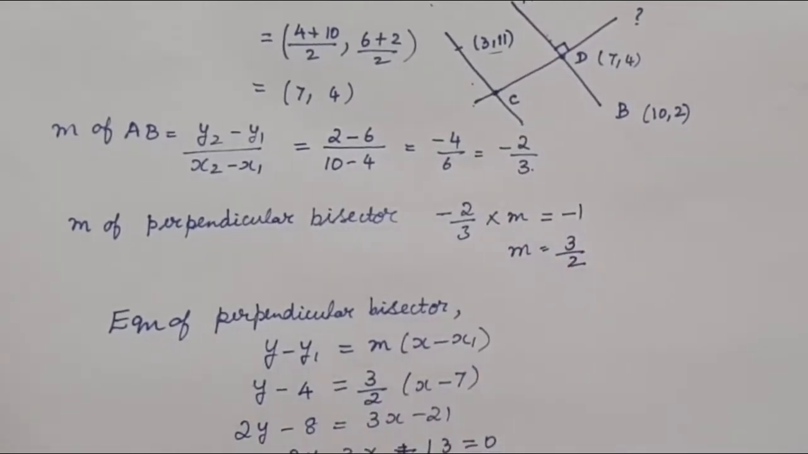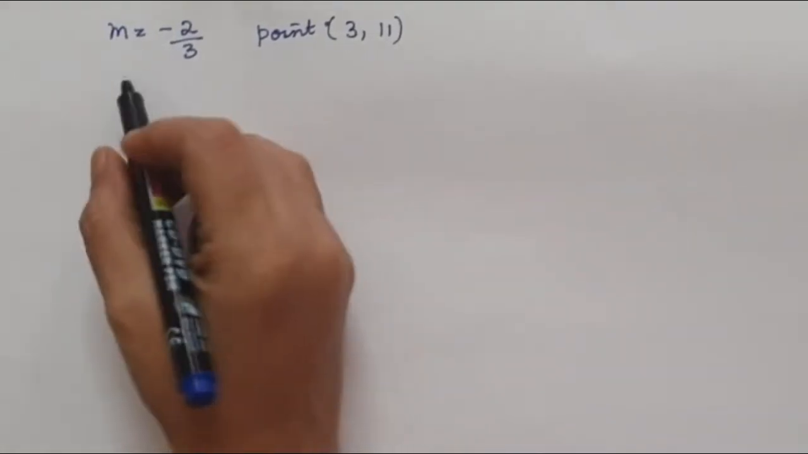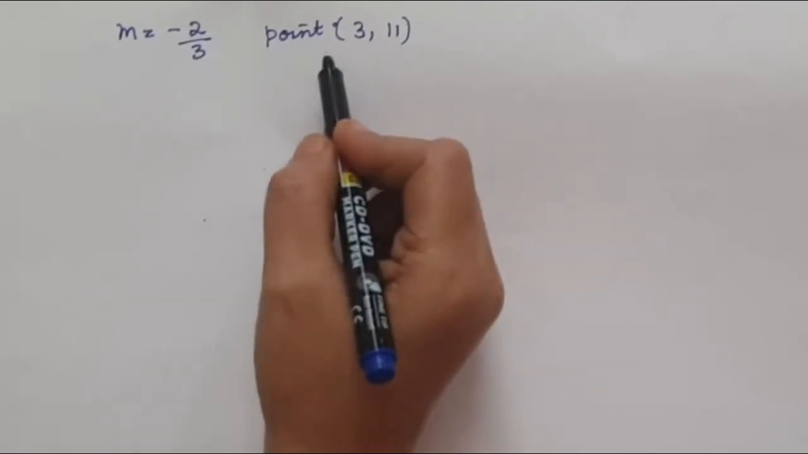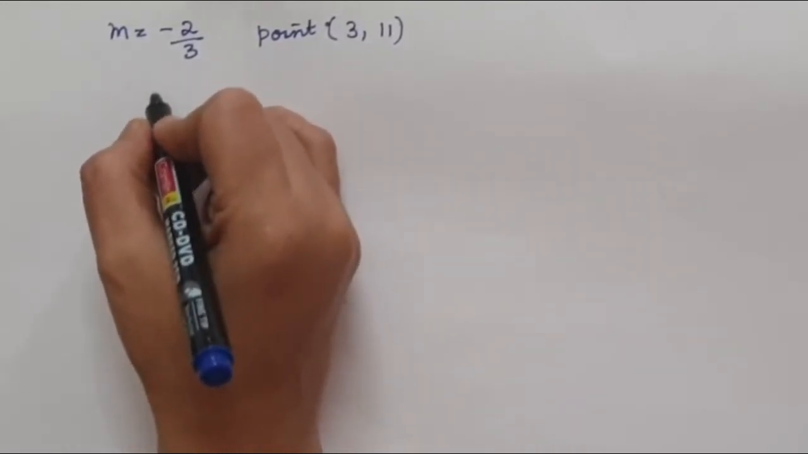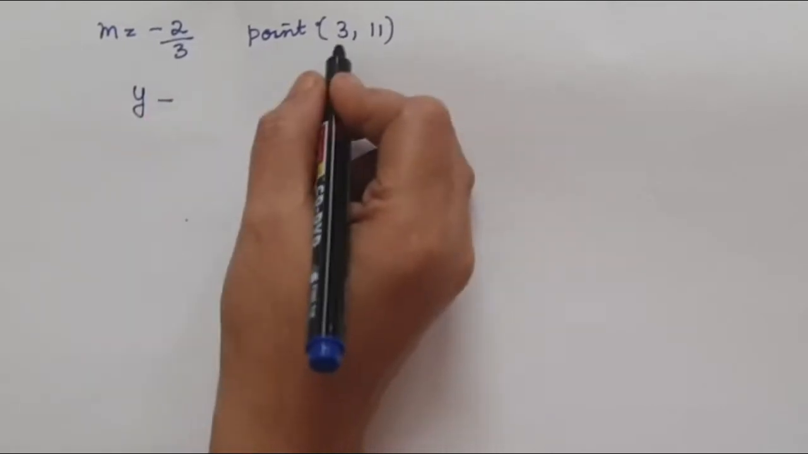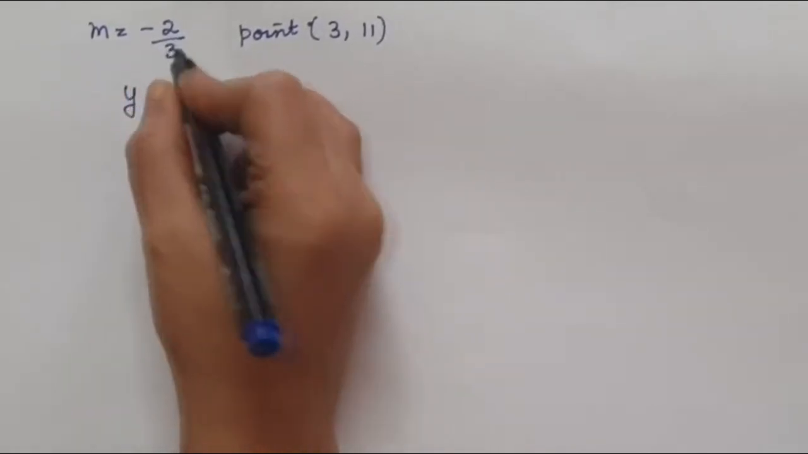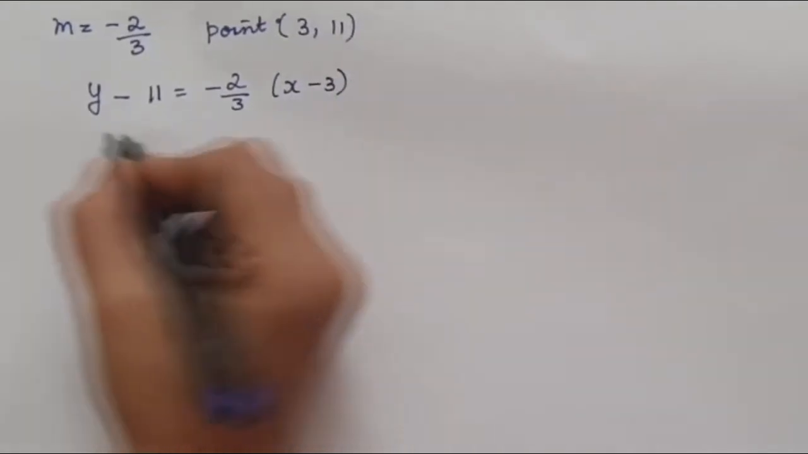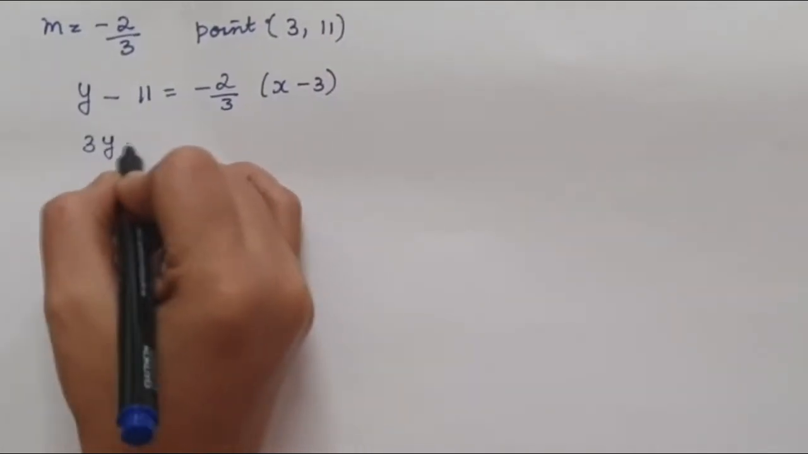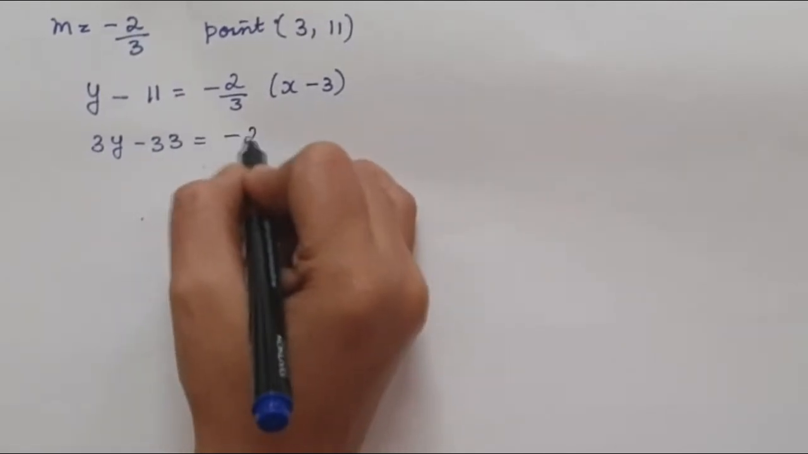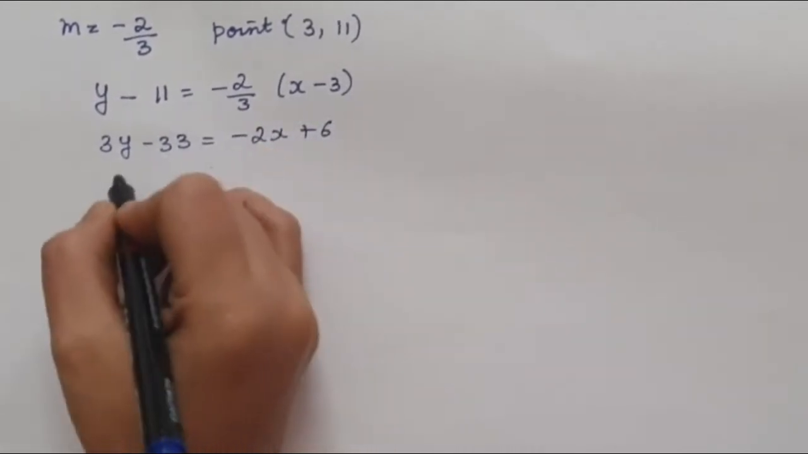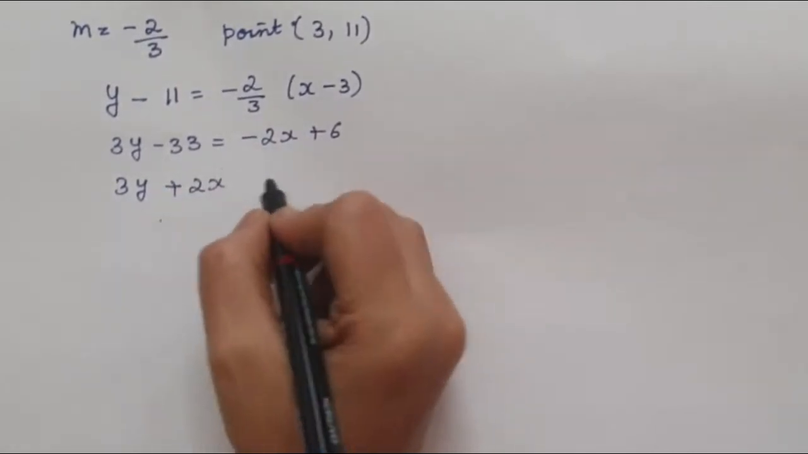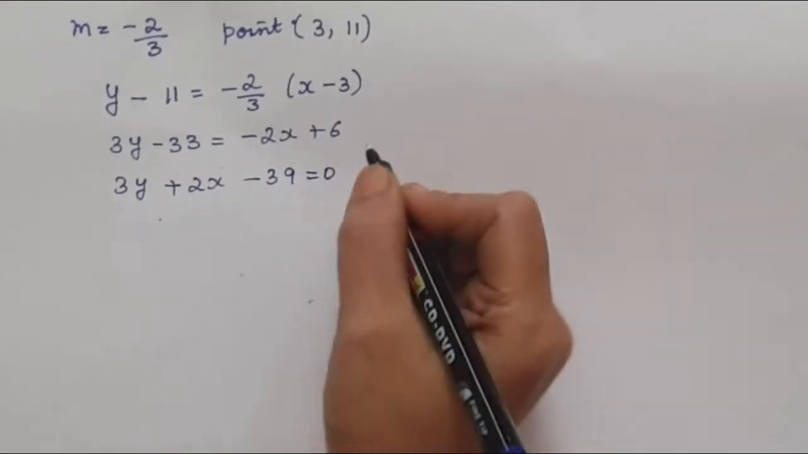and we'll be able to find the coordinate of C. Now in order to find the equation of the parallel line, we have our gradient m equal to minus 2 by 3 and the point is (3, 11). So the equation of the line will be y minus y1, which is 11, will be equal to m, which is minus 2 over 3, into x minus 3. So now cross multiply it. 3y minus 33 will be equal to minus 2x plus 6. Now shift it. 3y plus 2x minus 33 minus 6, so minus 39 will be equal to 0.